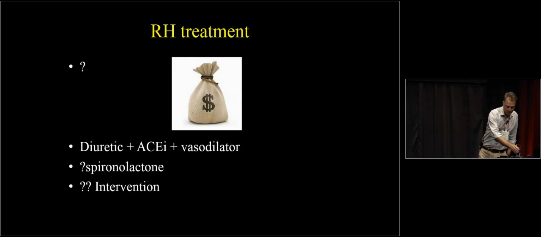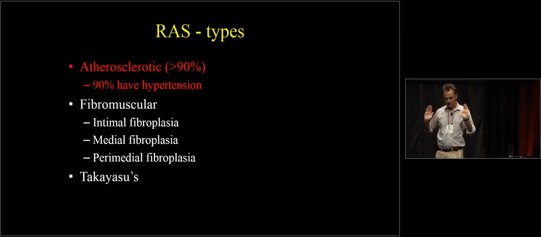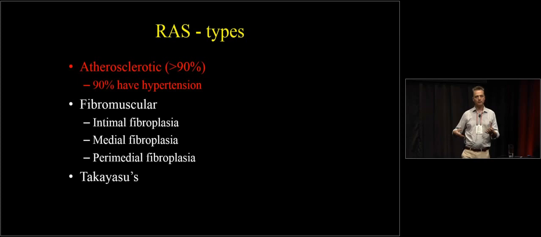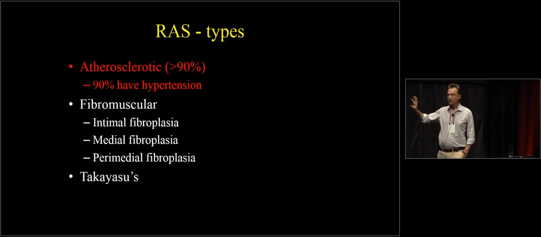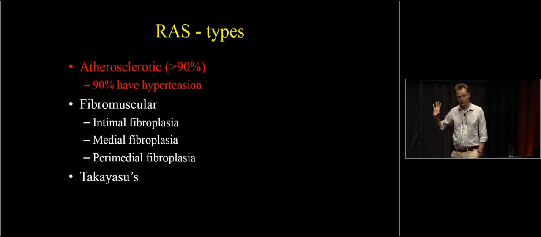And I'm just going to talk a bit about some of the intervention possibilities and spironolactone. So we'll start with renovascular disease. What I'm going to talk about is bog standard, common or garden atherosclerosis. I'm not going to talk about anything fancy like fibromuscular dysplasia in very young people causing hypertension, because there is some good evidence that treatment of that can bring down blood pressure. I'm not talking about vasculitis either. I'm talking about the vast majority of patients who have renal artery stenosis secondary to atherosclerosis.